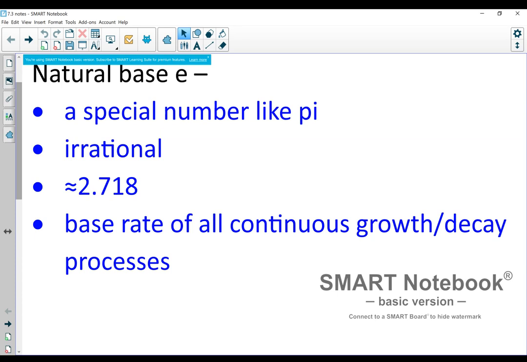It is the base rate of all continuous growth or decay processes. So if you look at continuous growth for money, if you look at continuous growth for population or bacteria, all of those, it turns out that they have this number e in common. So it's really pretty cool.